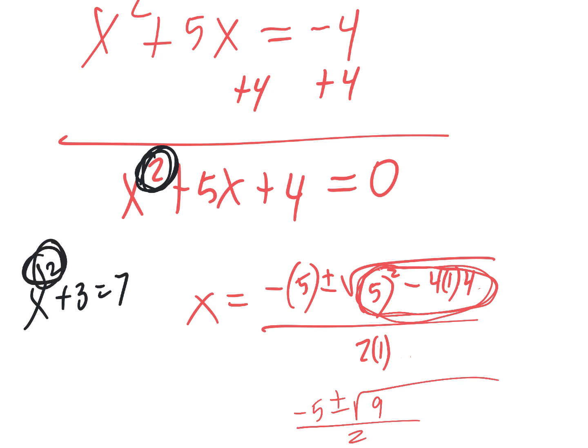This is called the fundamental theorem of algebra, and basically it's saying that whatever that power is, that's how many answers there's going to be. Okay, feel smarter? A little bit?